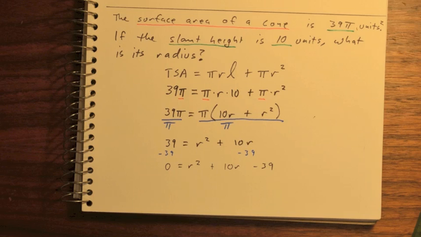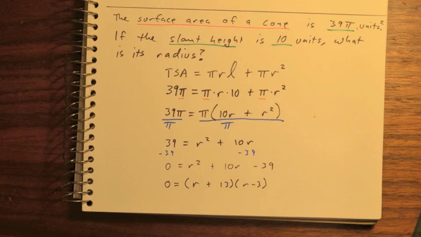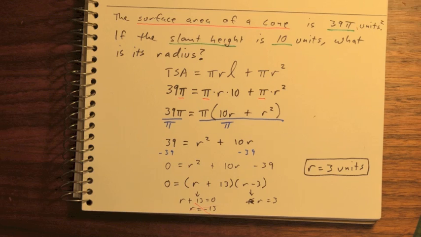Now subtracting 39 gives me a factorable trinomial, looking for factors of negative 39 which sum to 10. And so that means r could be negative 13 units or 3 units. Well, since we're dealing with a geometric shape, we can't have a negative radius. So our radius here is 3 units long.